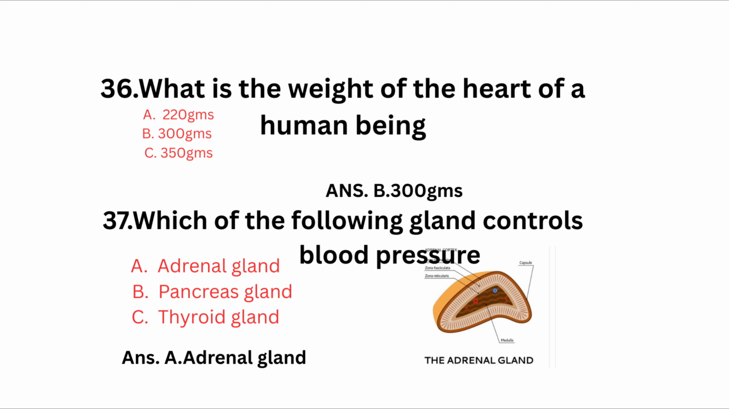36. What is the weight of the heart of a human being? A 220 grams. B 300 grams. C 350 grams. Answer is 300 grams. 37. Which of the following glands controls blood pressure? A. Adrenal. B. Pancreas. C. Thyroid. Answer A. Adrenal. Okay.